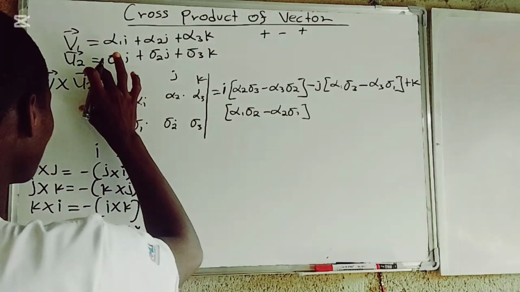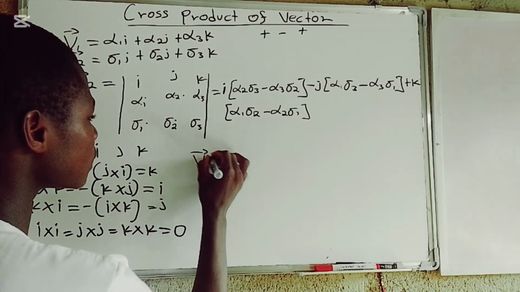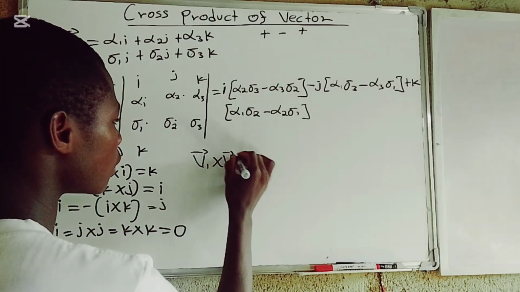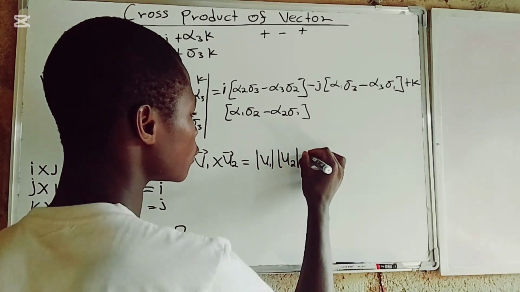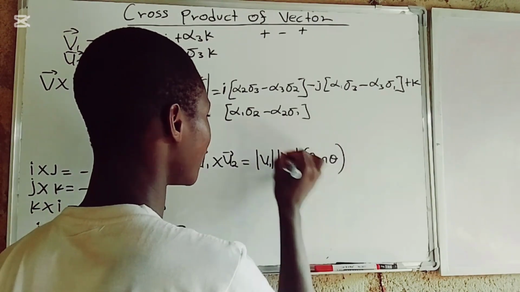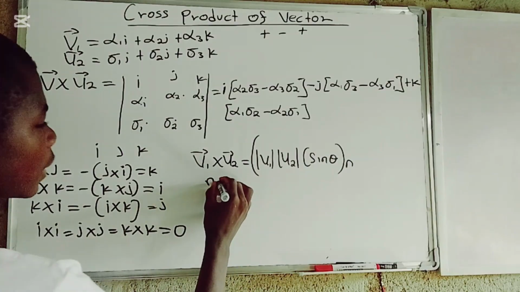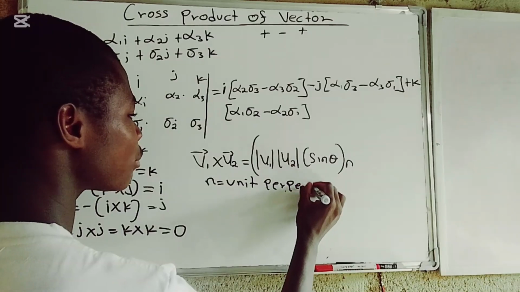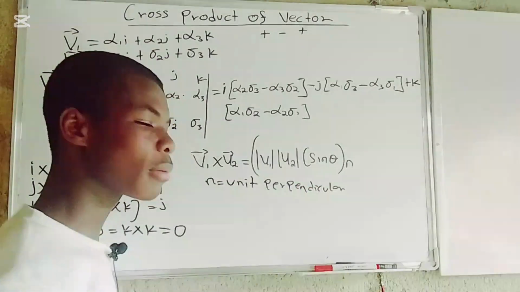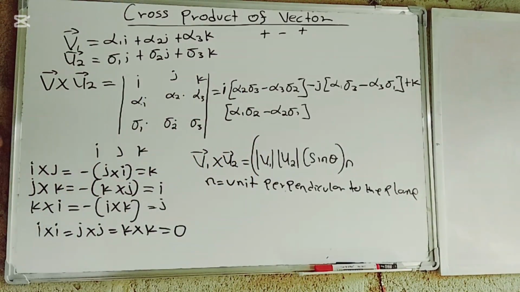So now what will be the angle of these two cross products? The cross product v1 cross v2 is the same thing as the magnitude of v1 and the magnitude of v2 times sine theta times n. This n indicates the unit vector perpendicular to the plane. This n stands for the unit perpendicular to the plane.